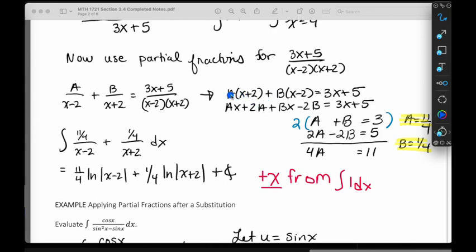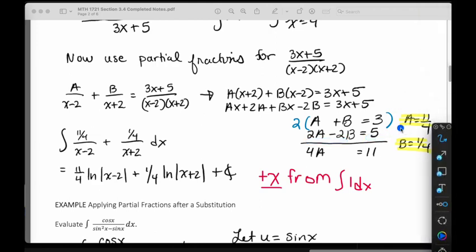So now when I expand this, I get ax plus 2a plus bx minus 2b is equal to 3x plus 5. Now, if I look at my x terms, I have ax and a bx. So I want a plus b to be equivalent to 3. So here's where I get my first equation. For my constant, I want my constants to add to 5. My constants are 2a and minus 2b. So I want 2a minus 2b to give me 5.